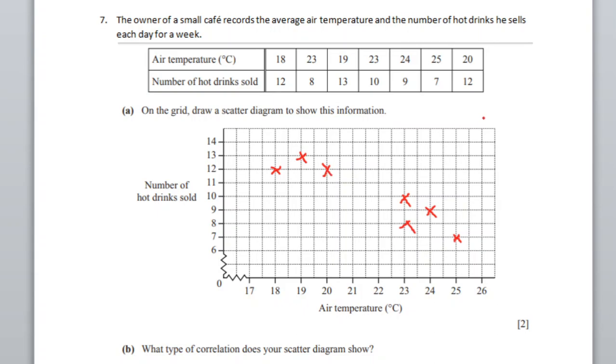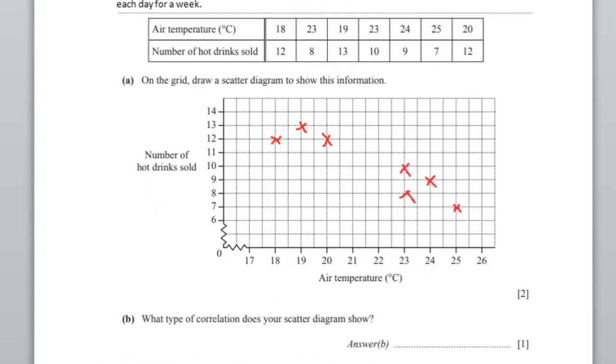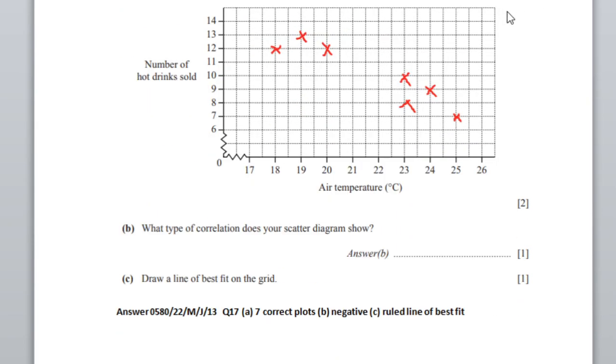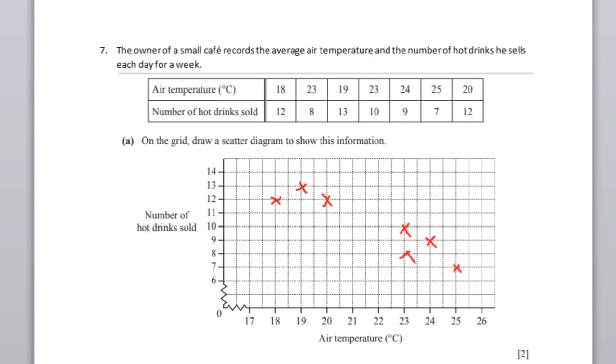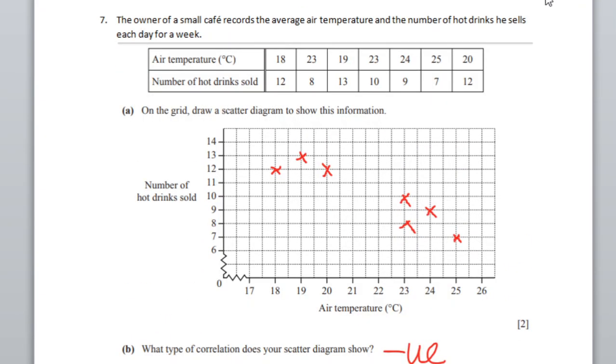Okay. What type of correlation does the scatter diagram show? So since the points are falling, it will have a negative correlation. So just write negative. Negative correlation. Part C, draw the line of best fit. For that, again, grab a pencil and a scale. Let's make the boundary for this shape.